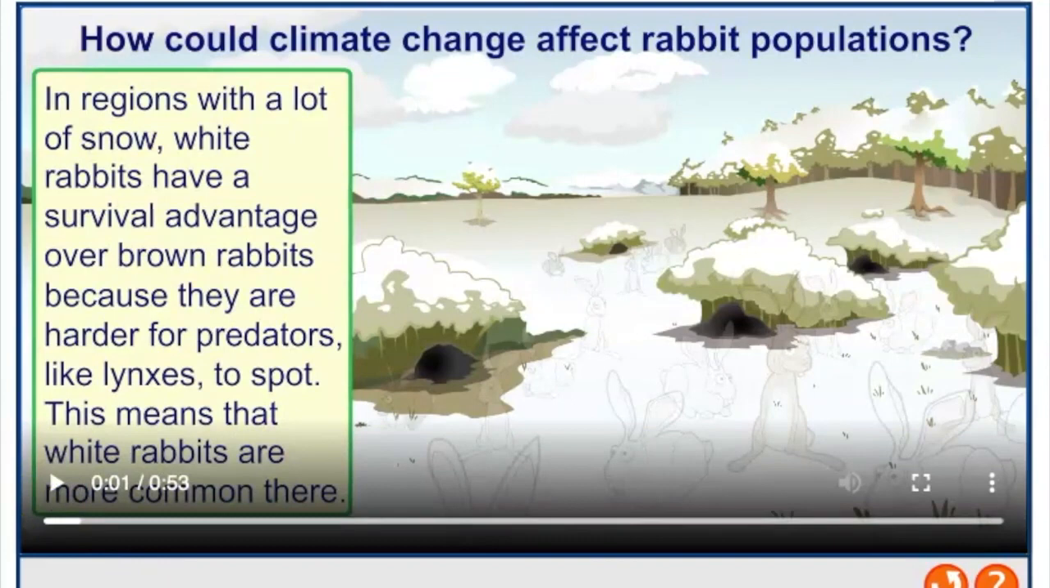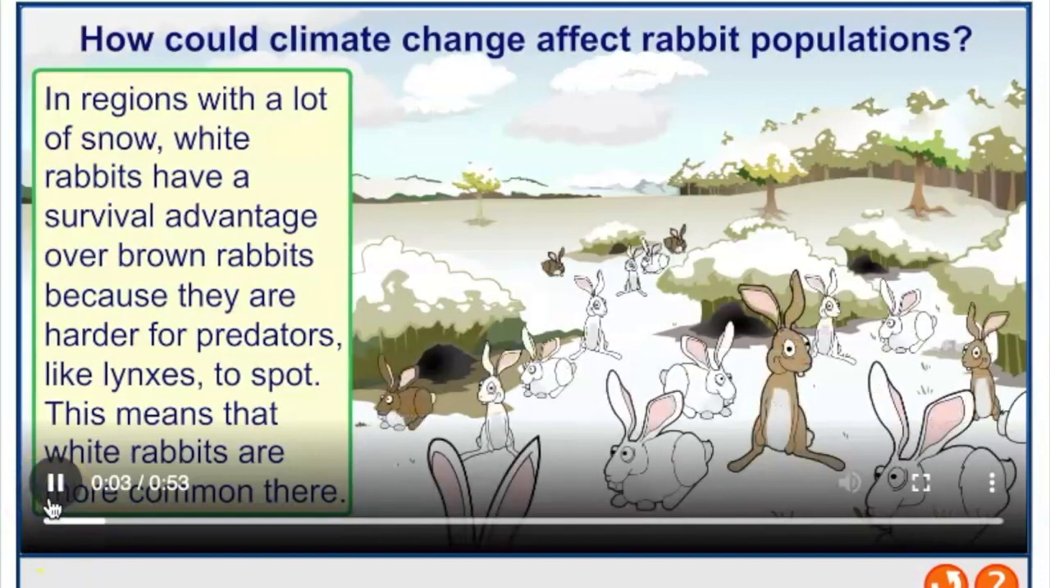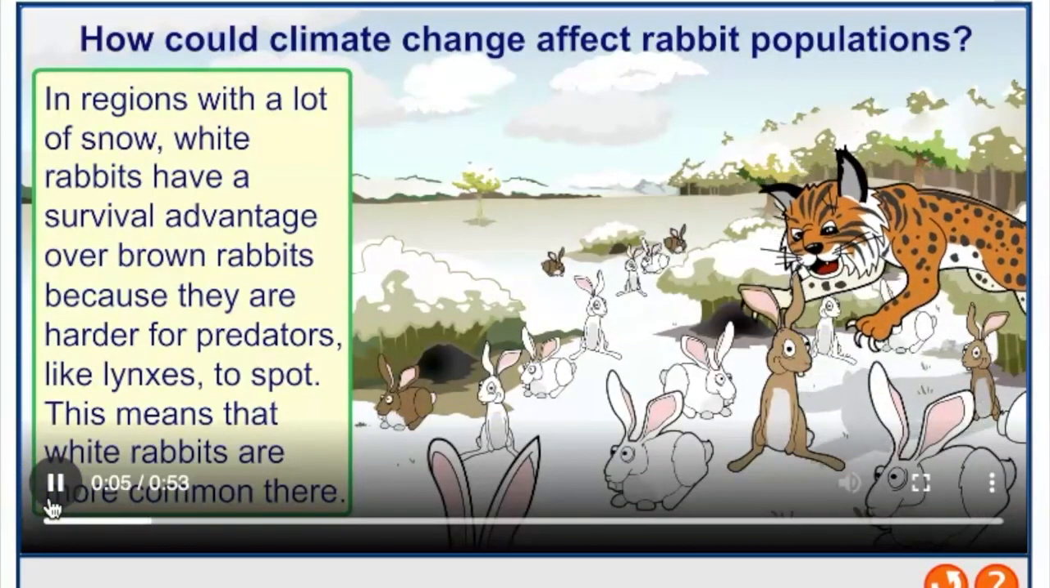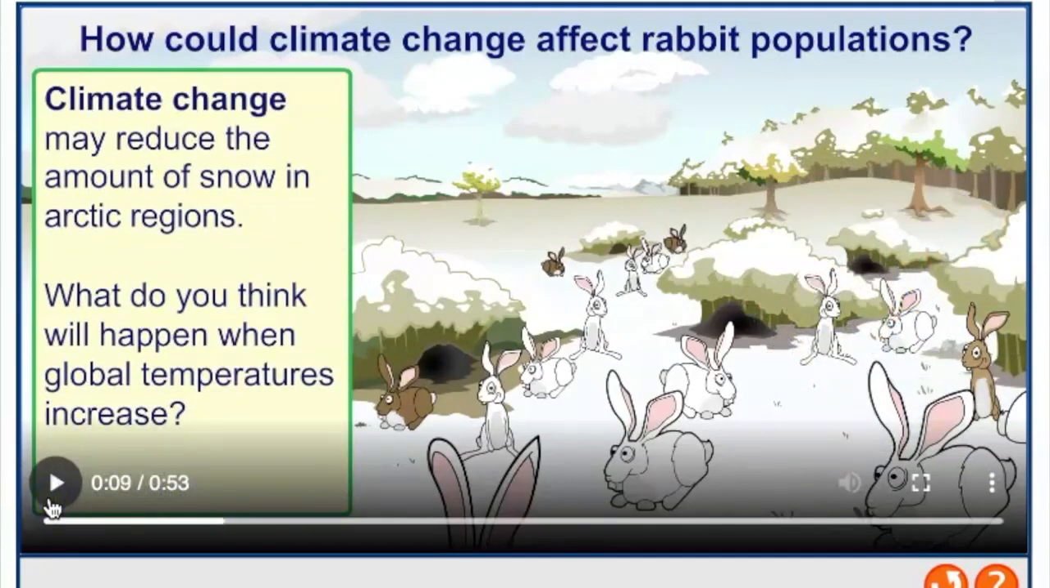In regions with a lot of snow, white rabbits have a survival advantage over brown rabbits because they're harder for predators like a lynx to spot. This means that white rabbits are more common there. Climate change. Climate change may reduce the amount of snow in Arctic regions. So what do you think will happen when global temperatures increase?